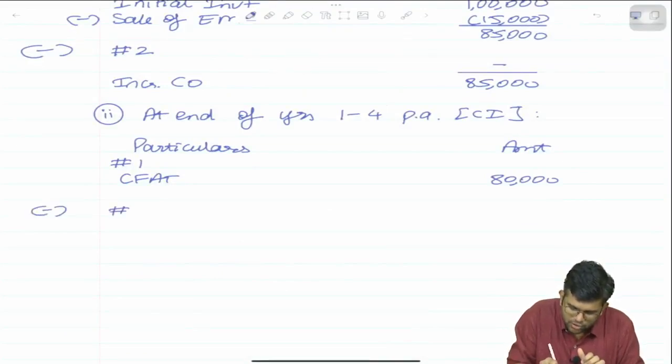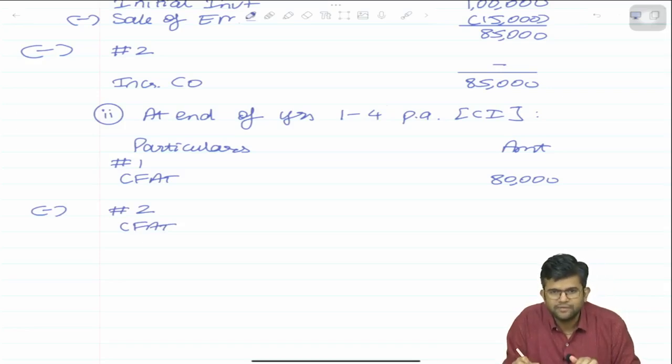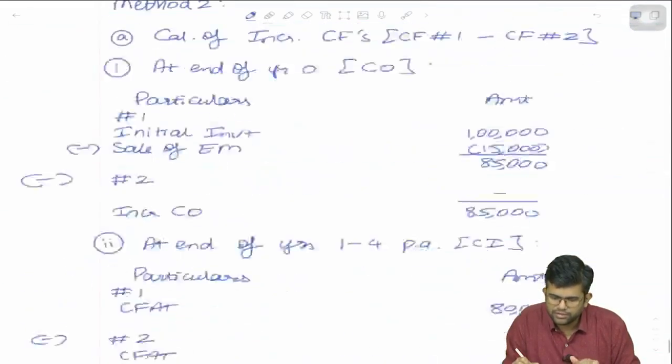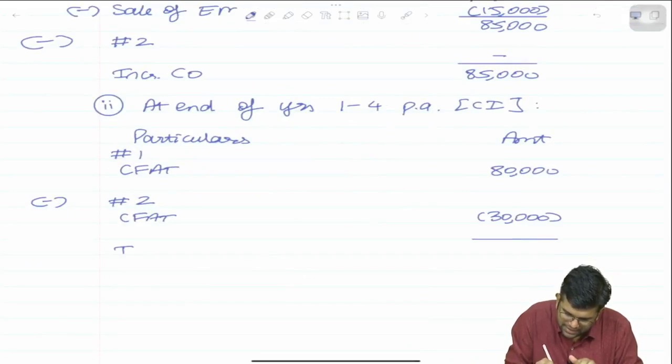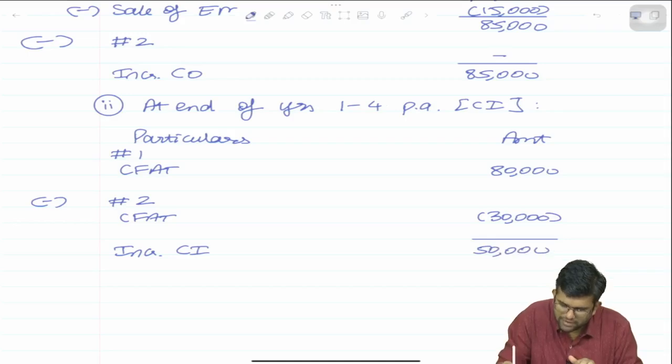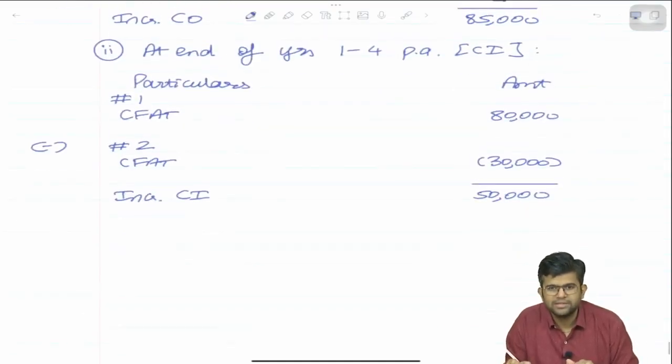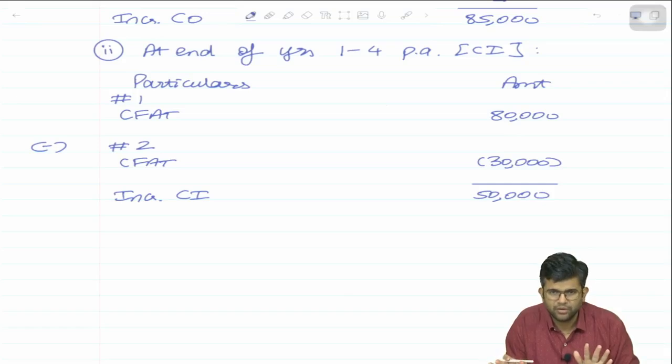Minus story number 2. Can I say story number 2 is also going to give you CFAT? Story number 2 will give you CFAT of rupees 30,000. So, do you understand that incremental cash inflow will be 50,000? Everyone clear? Incremental CFAT basically is going to be rupees 50,000 per annum for the next 4 years. Am I clear? Hello, everyone following now what I am doing here?